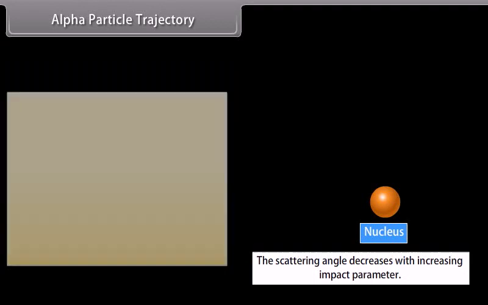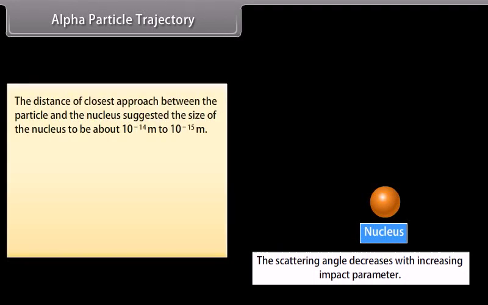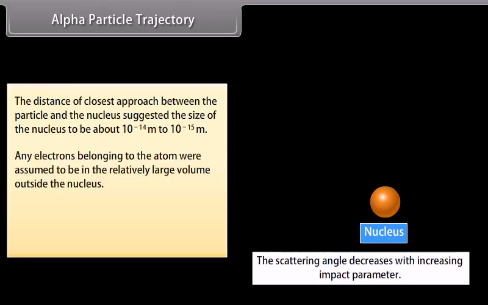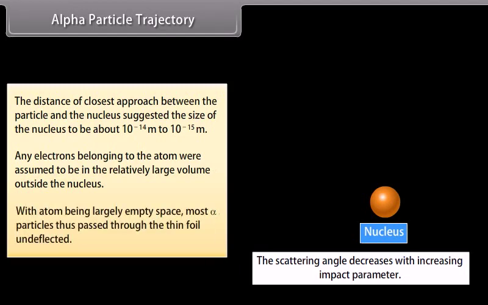The distance of closest approach between the particle and the nucleus suggested the size of the nucleus to be about 10^-14 meter to 10^-15 meter. Any electrons belonging to the atom were assumed to be in the relatively charged volume outside the nucleus. With the atom being largely empty space, most alpha particles thus passed through the thin foil undeflected.